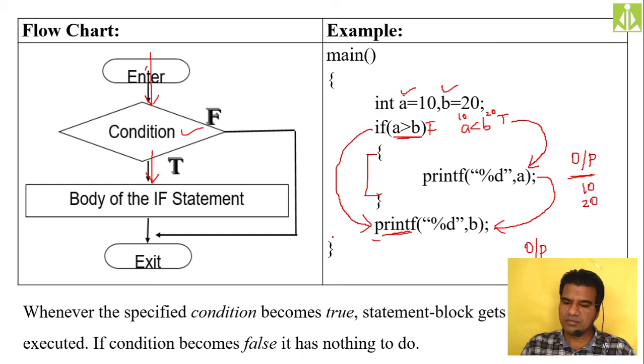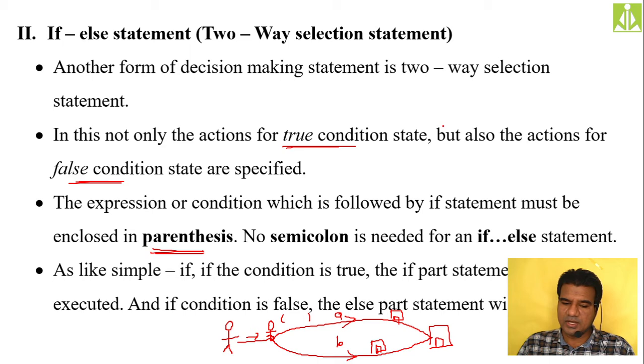When we are framing the if statement, you're not seeing any semicolon after it, and the rest of the statements are ending with semicolons. Only these control structures will not end with semicolons. As simple as that: if the condition is true, the true part of the statements will be executed, and if the condition is false, the else part of the statements will be executed. The flow chart and the program code will help you understand.